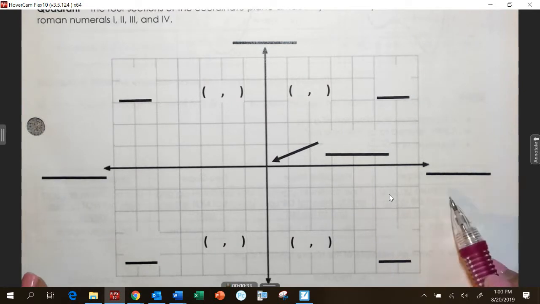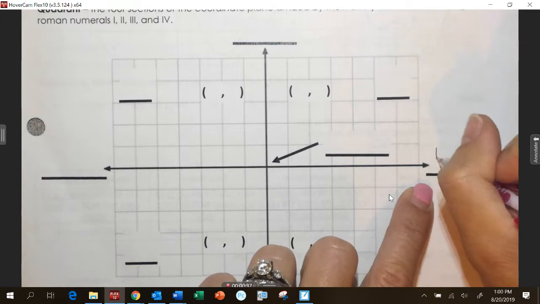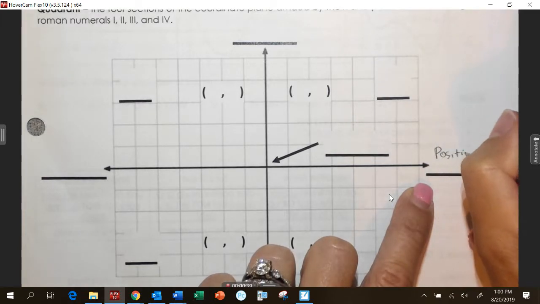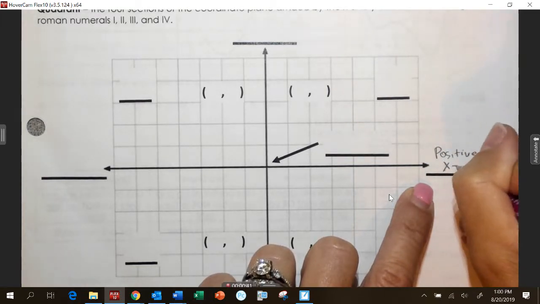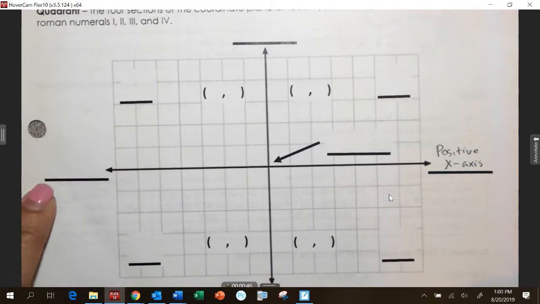There's actually two blanks. So because there's two blanks, I'm going to call this one over here the positive x-axis. So if I call that one positive, what do you think I'm going to call this one?